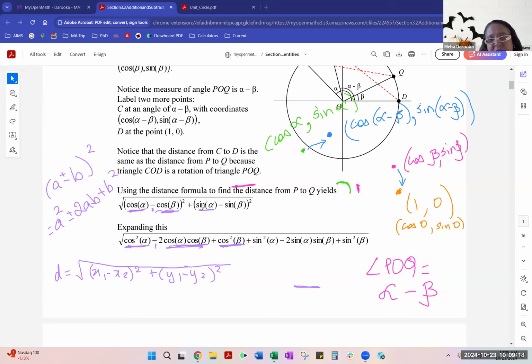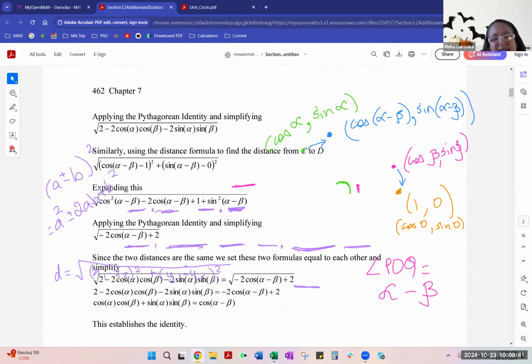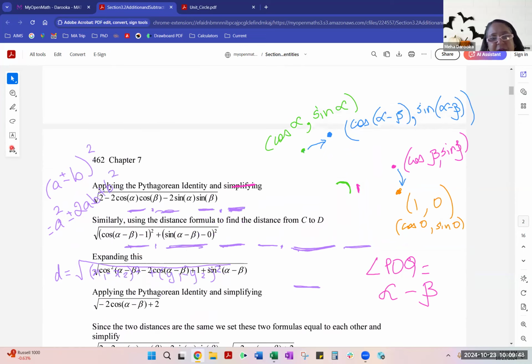Same thing's going to happen here. You will have sine squared A minus, so keeping that same sign, 2 times sine A sine B, or sine alpha sine beta. And then, of course, sine squared of beta. So again, we're basically using algebra to try and do these expansions. And then go ahead and simplify what you can.